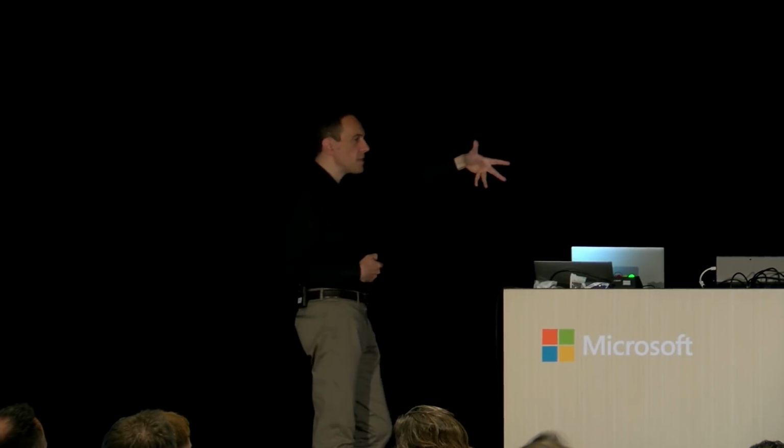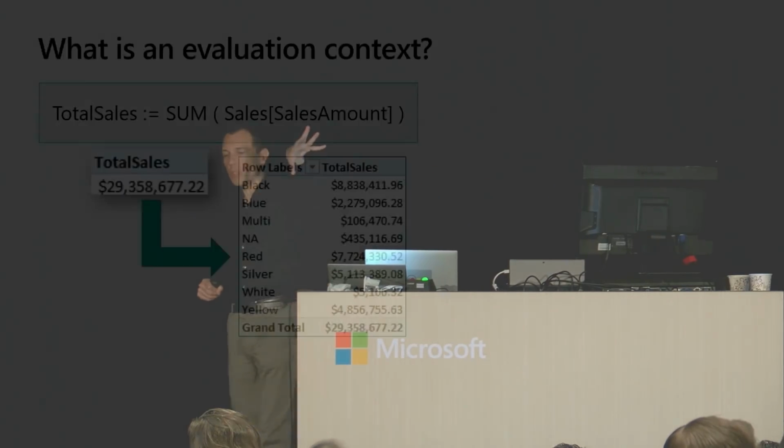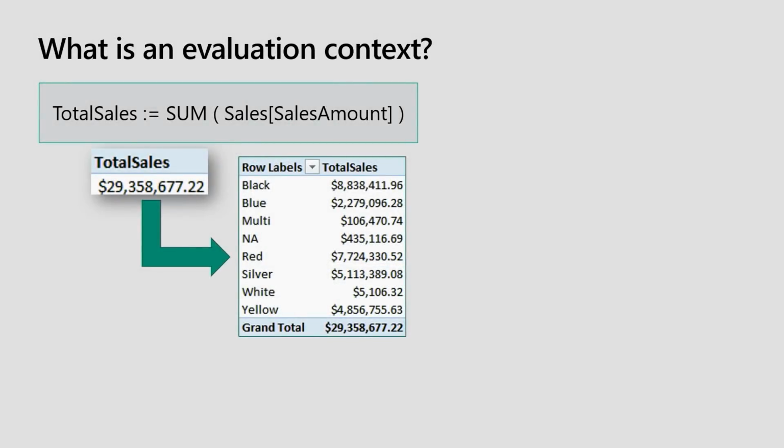But as soon as you introduce some other element in the report, for example, you create a matrix or you create a pivot table, and you include the product color in the rows, then every row has a different value. And you say, Marco, it's normal, because we want to see the sum of the sales for each color. OK, this is the natural description of what we want to do.